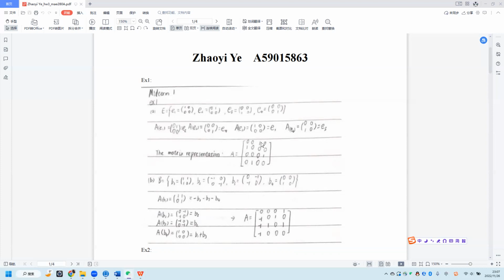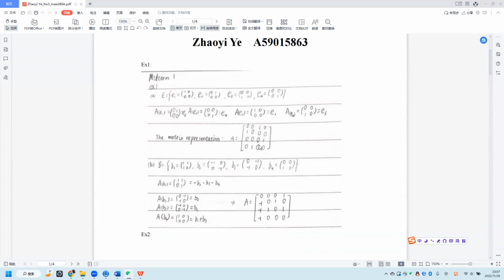So the matrix representation of A with respect to the basis E is this one, where this row is E1, E2, E3, and E4. For this column, it represents AE1, which equals E2, so here is 1 and others are 0. And this is AE2, which equals E4, and AE3 equals E1 here, and AE4 equals E3 here. So this is the matrix, which A is a 4x4 matrix.